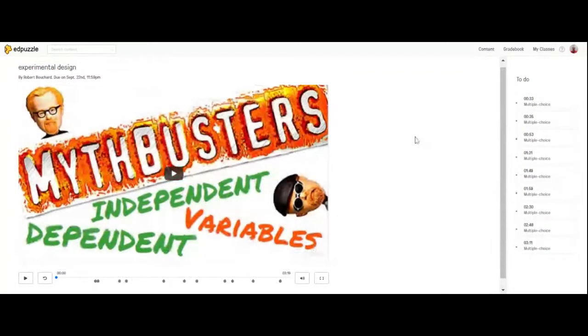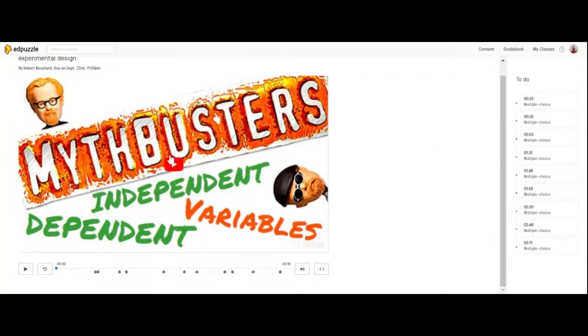So here's how an Edpuzzle works. You will click play. You should see all this at the bottom.